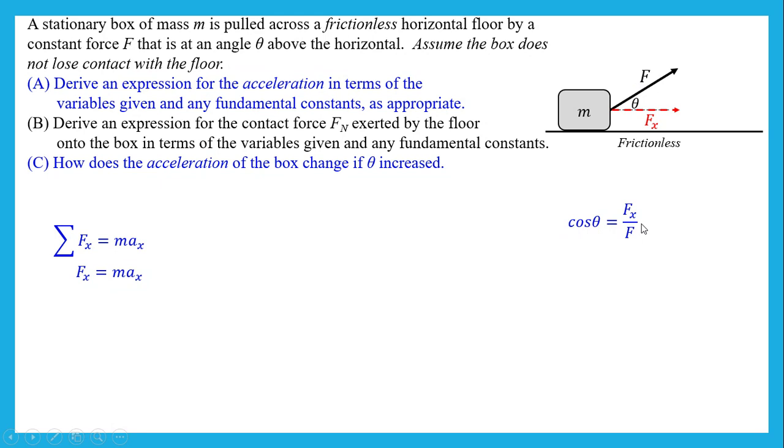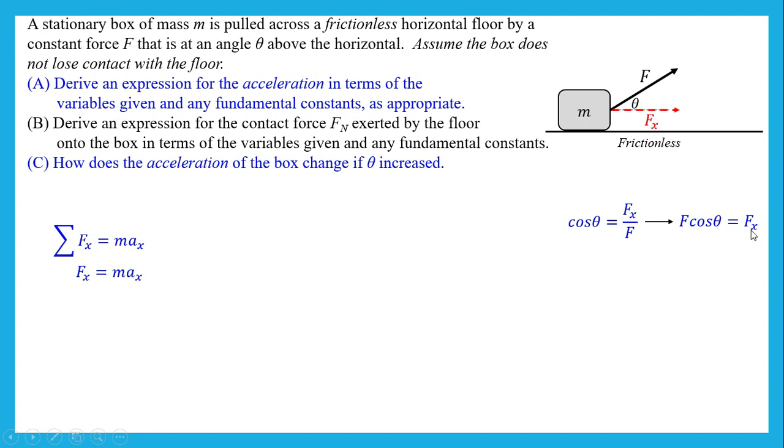Now we need to isolate for F of x because that's what we need down here. The only force in the horizontal direction for this particular problem is F of x. So to get F of x by itself, we need to multiply both sides by F to get rid of this denominator. But what we do on one side, we do on both sides. Therefore, F of x is equal to F times cosine theta.